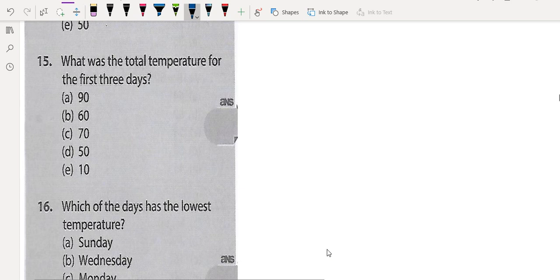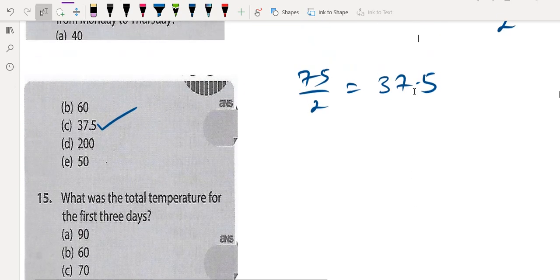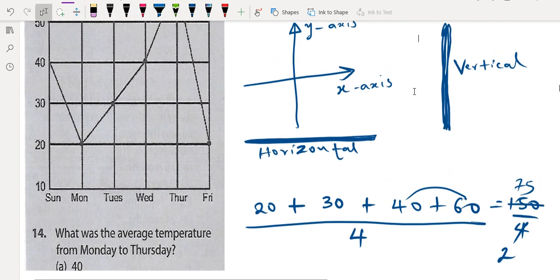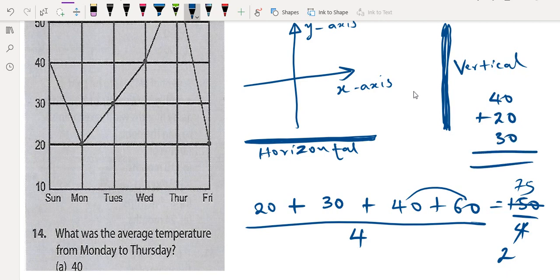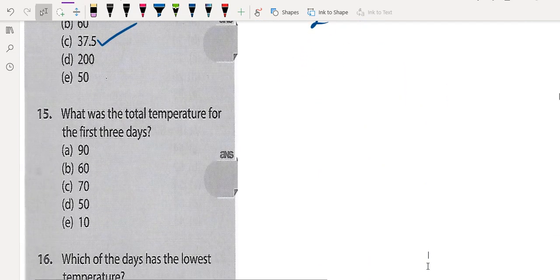Next question. What is the total for the first 3 days? The total temperature for the first 3 days. So let's get the first 3 days. Sunday, what's the temperature? Sunday 40. So 40 plus what? 20. Tuesday is what? 30. This gives us 90. So the total temperature for the first 3 days is 90, right? Yes.